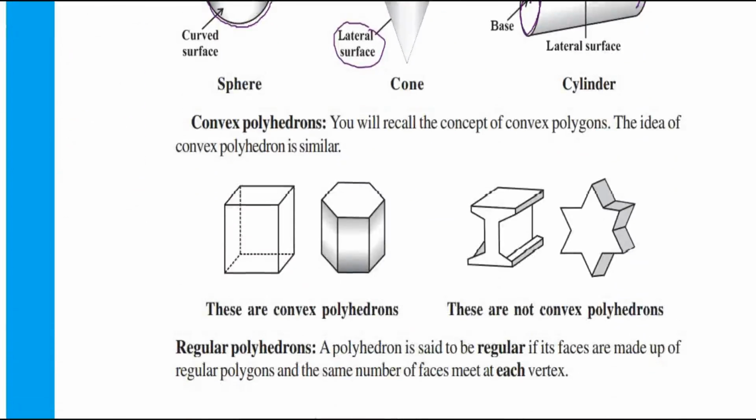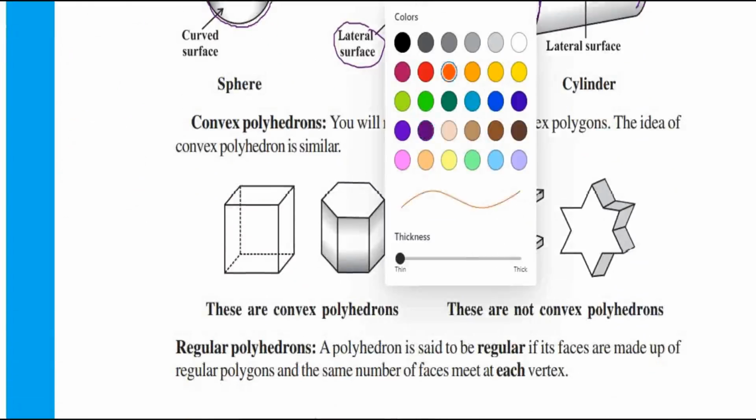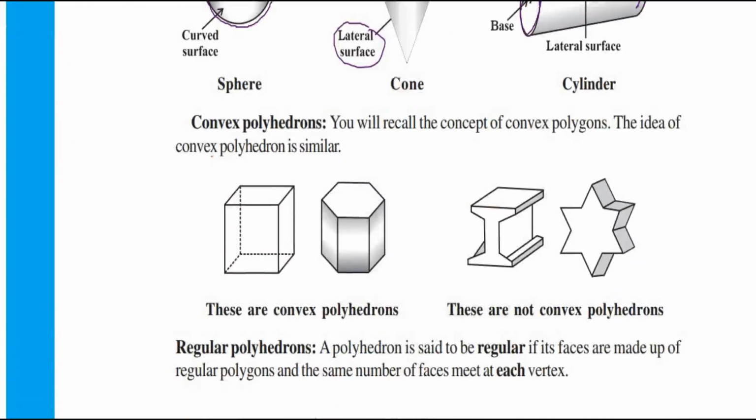Now we have convex polyhedrons and we have concave polyhedrons. Okay. A convex polyhedron all opens outside only. See, look at this cube, look at this hexagon polyhedron. They all open outside. While a concave polyhedron will go inside. There are some gaps, grooves. Like see in this star, you see it goes inside also.